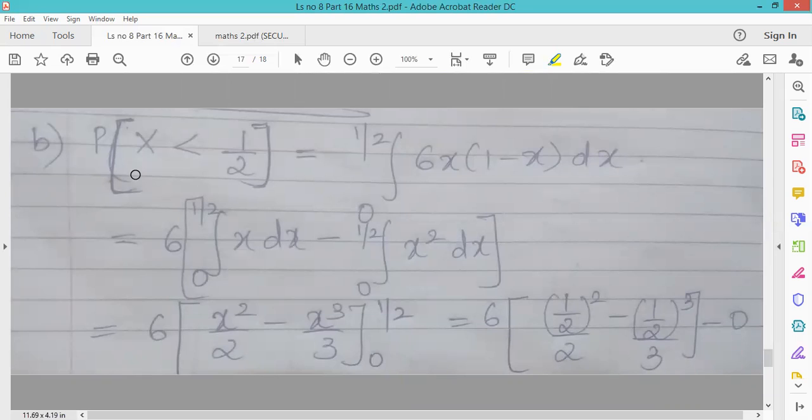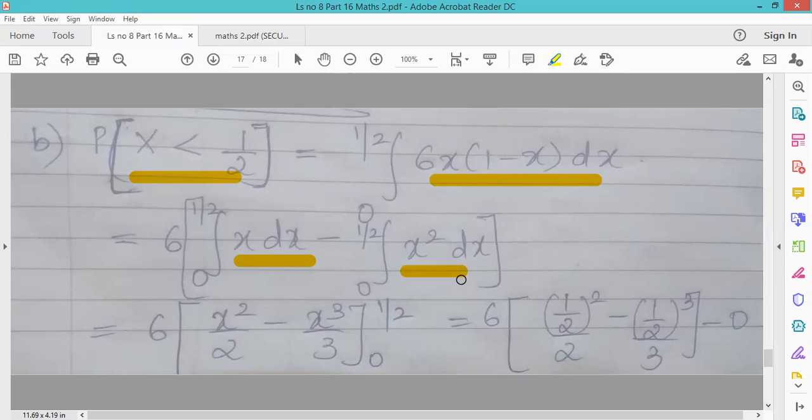Again you have to find out the B part, x less than half. So again the same part. Now x less than half का मतलब है half से छोटे numbers you have to take. So half से छोटे maximum will go up to 0. Correct? Negative अपन लेते नहीं. So 0 to half. Integral 6x 1 minus x dx. तो 6 बाहर निकालेंगे. Same procedure, x multiply करेंगे. You will open the bracket. So you will get x dx minus x square dx.